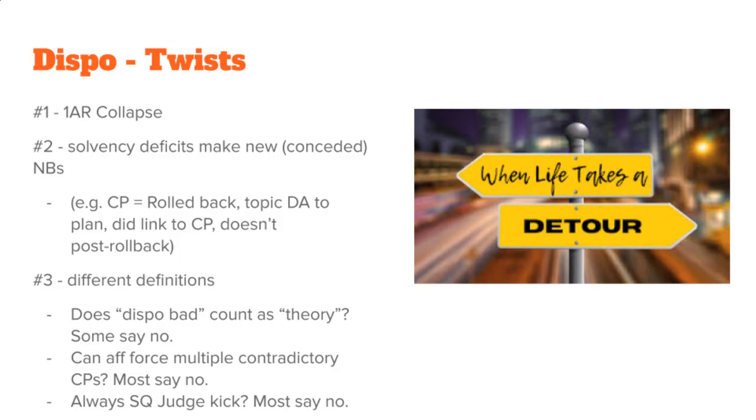Other things to think about twist-wise are different definitions of what dispositionality means. There's obviously the right definition, which is how I described it: it has to be one position. But other things to think about: can you make dispo bad? Does that count as theory? Some minority of judges might say that you can't make perms or that counterplan is bad, but you're always welcome to make dispo bad because it's a global theory argument.